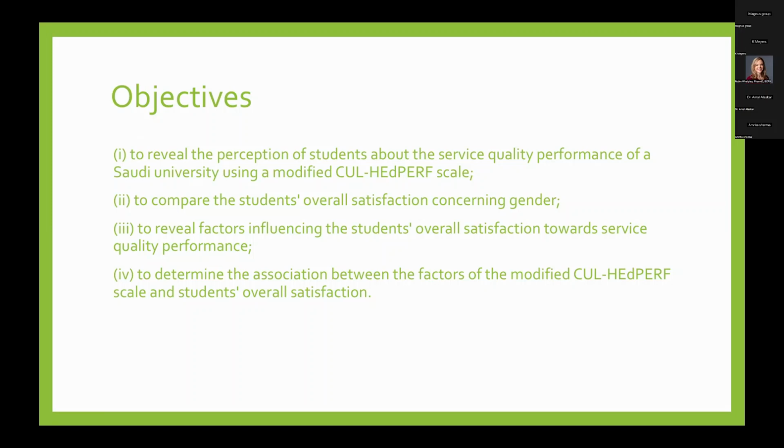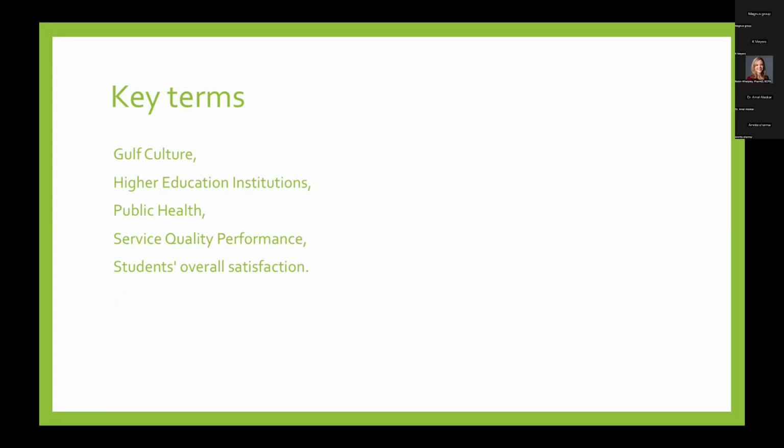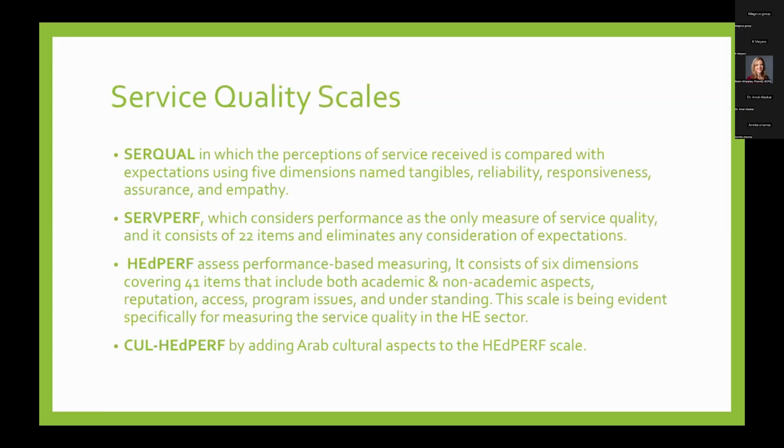Throughout the literature review, we used key terms such as Gulf culture, higher education institution, public health, service quality performance, and students' overall satisfaction. So here I need to go through the service quality scales that we found throughout the literature review, and we have 4 of them. The first is SERVQUAL, where the perception of service received is compared with the expectation using 5 dimensions named tangibles, reliability, responsiveness, assurance, and empathy.